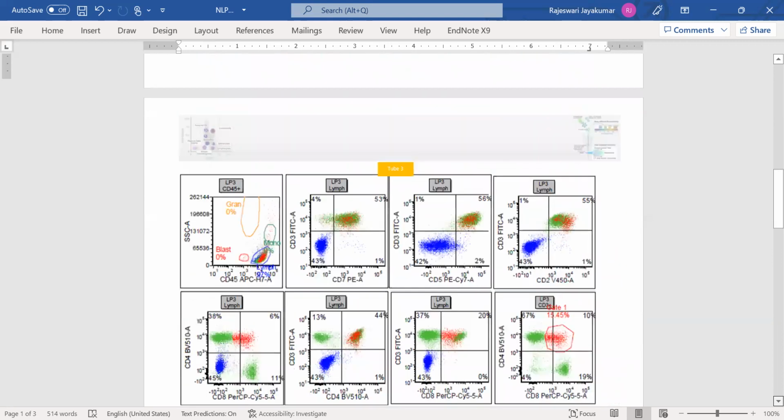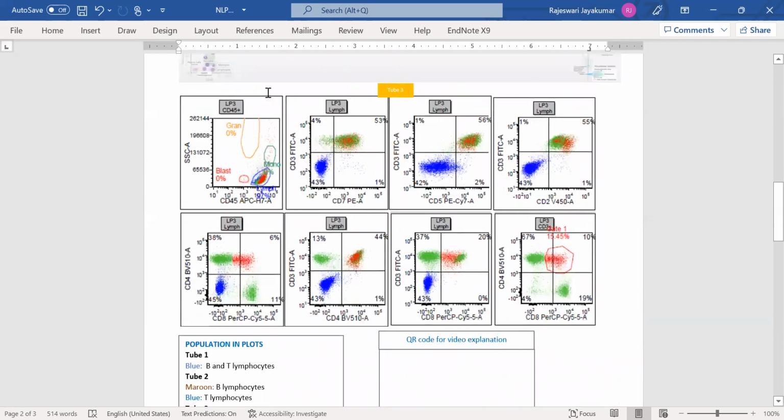Now, moving on to the T cell tube. Here we see that the T cells are CD3 positive. There is a small population that shows negativity for CD7, which is normal. We always see a tiny population of CD4 positive T cells that show loss of CD7, and that is usually reactive, so that's okay.